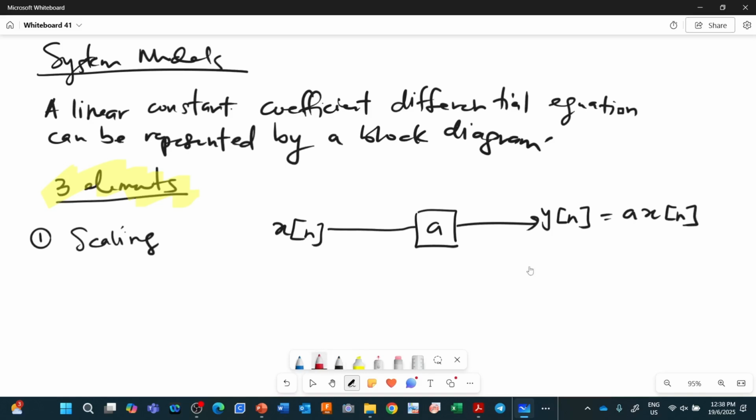I am also going to share how you write it as a Z domain block diagram. You have x[n], and the Z transform is written as X(z). a is still a, and y becomes Y(z). So the equation becomes Y(z) equals a X(z). That is the first element.